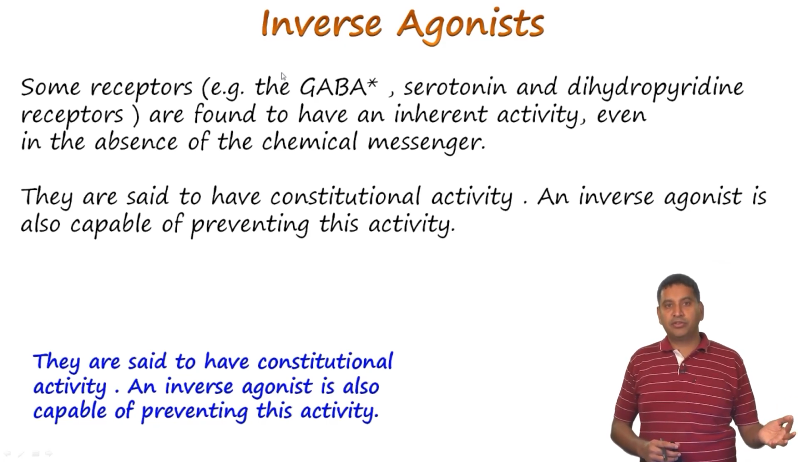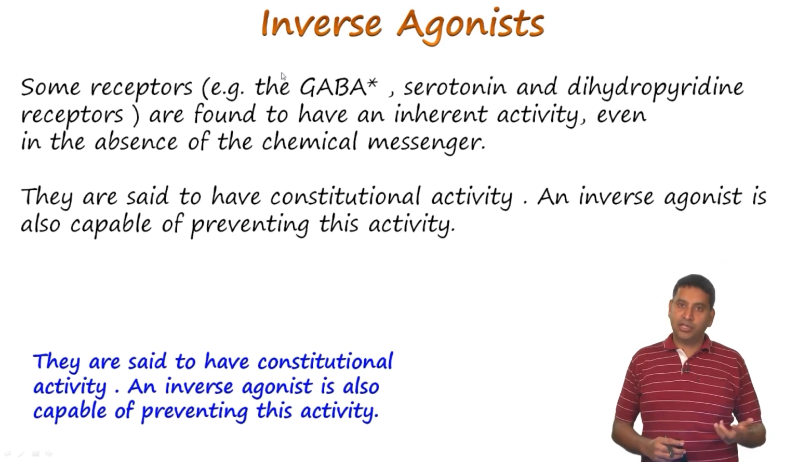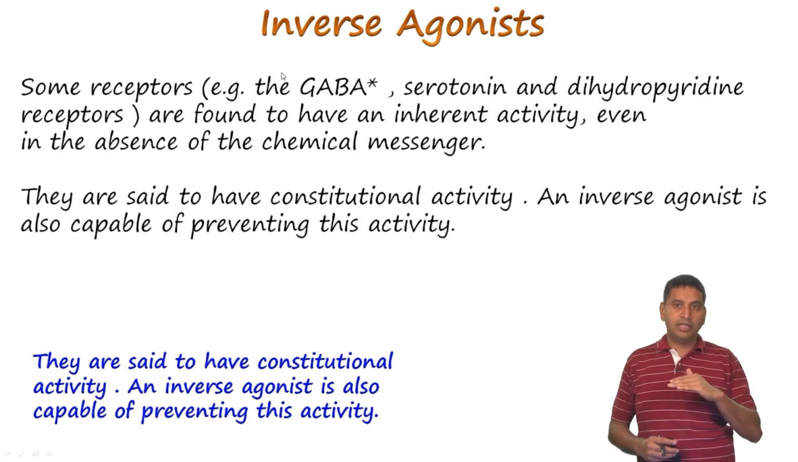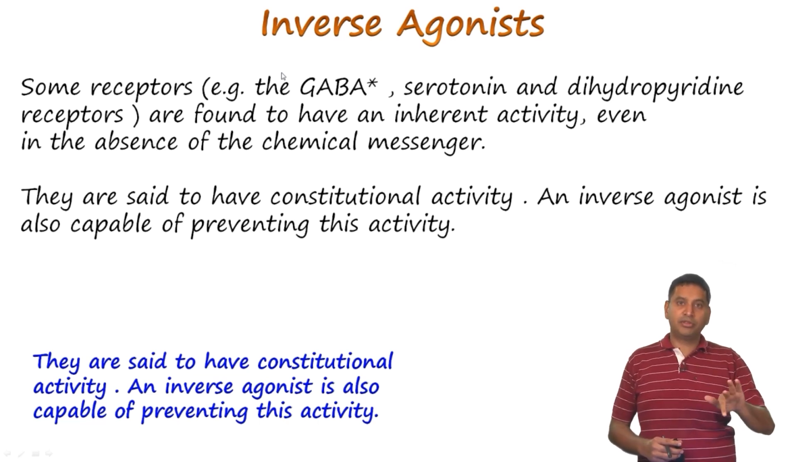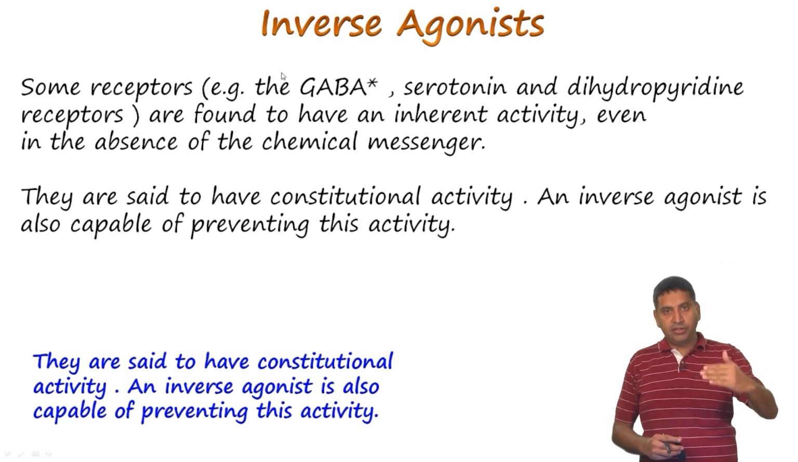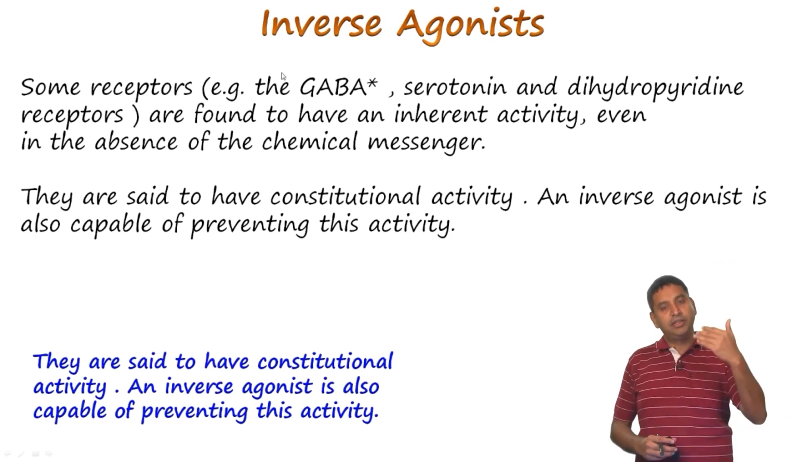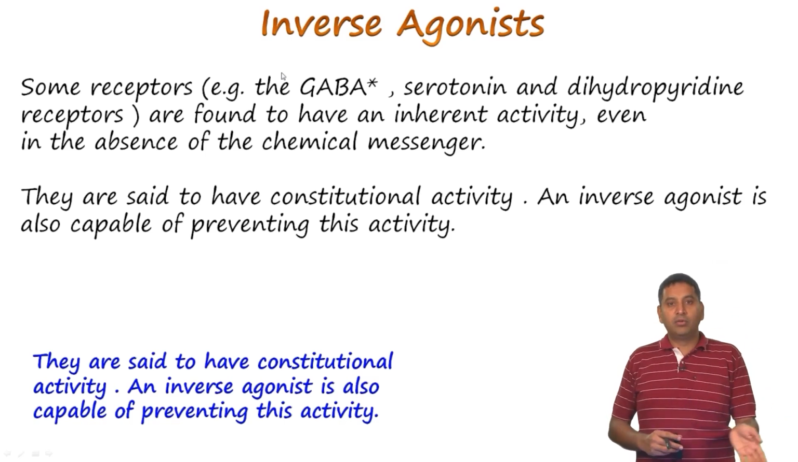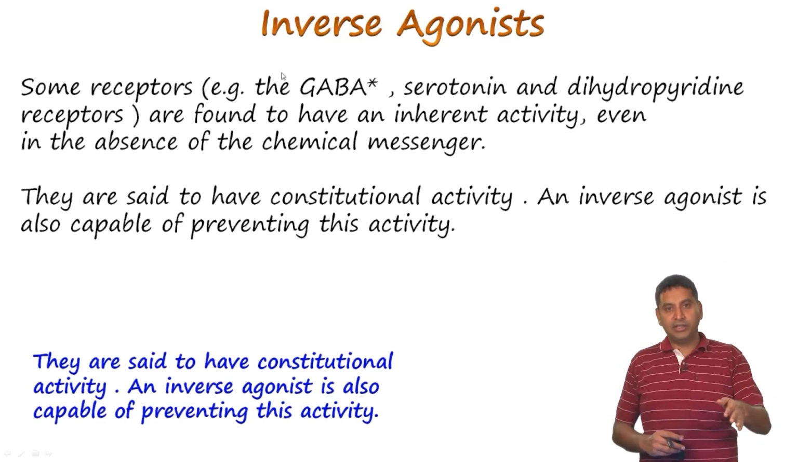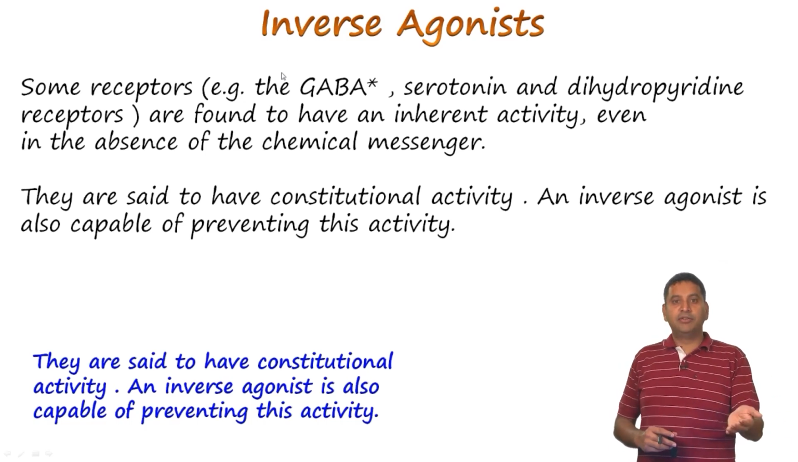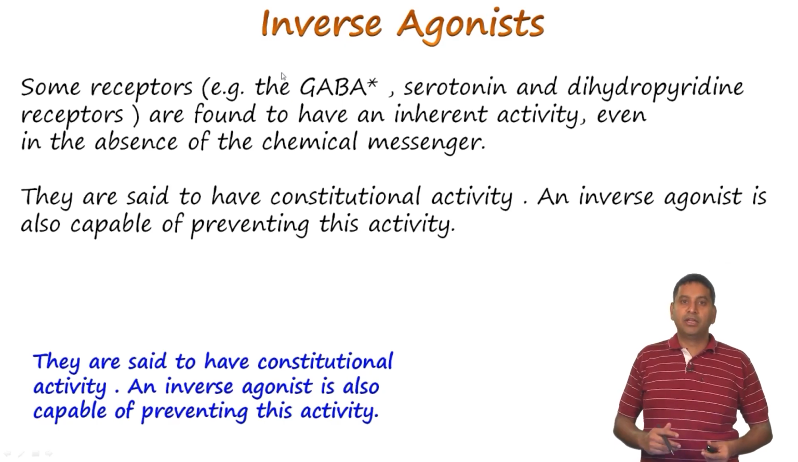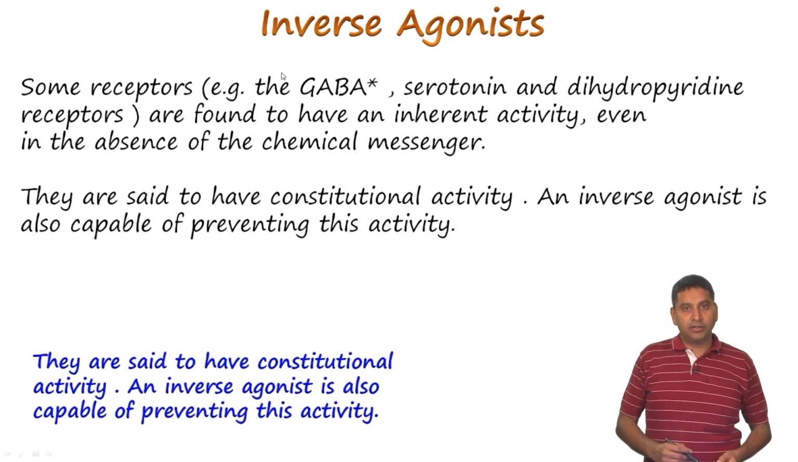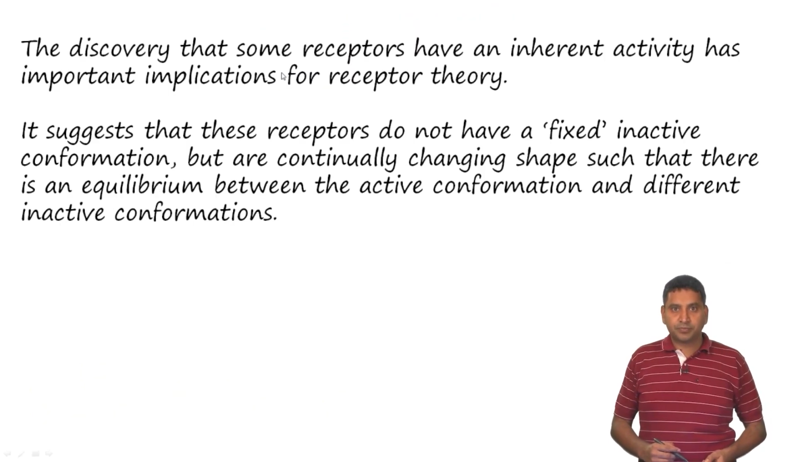There are some receptors such as GABA, which is the gamma aminobutyric acid receptor, serotonin, and dihydropyridine receptors, which have a low level of inherent activity even in the absence of a chemical messenger. That means these are constitutional activities that are already going on inside the cell. What an inverse agonist does is that once it binds, it prevents the activity from happening. Again, we will look at this later in the course.